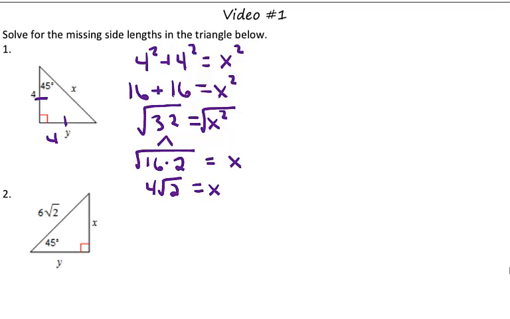So you can take either approach. You can take the shortcut method, or you can use the Pythagorean theorem to solve. It's really up to you. So let's go ahead and take a look at example number 2.